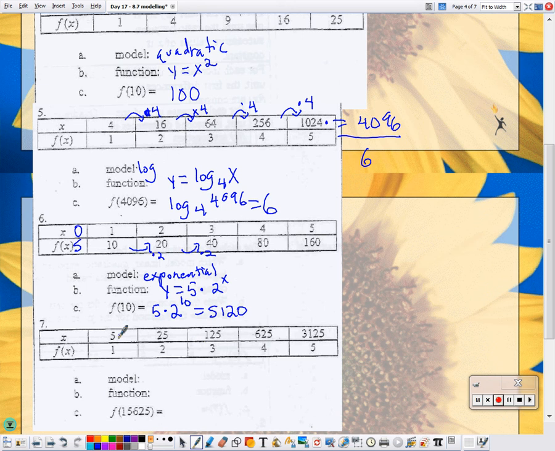Number 7, immediately I notice my x values have a multiplication pattern of 5, so the model must be a log function. And we've got y equals log base 5 of x. And again, it's very convenient that it just happens to be the next number. Otherwise, I would have to do some really serious factoring with this. So log base 5 of 15,625 is going to be 6.